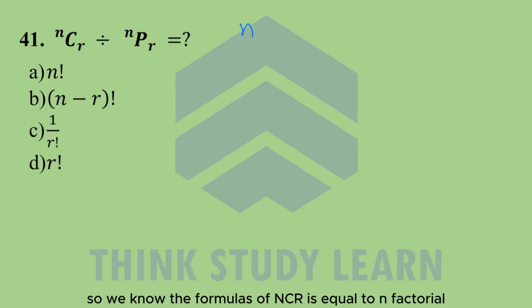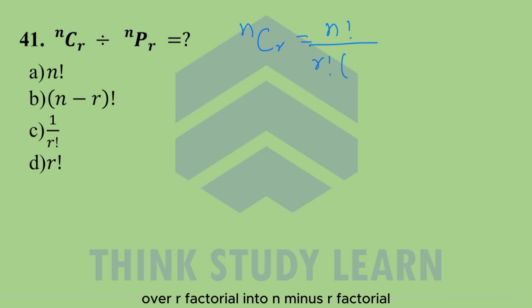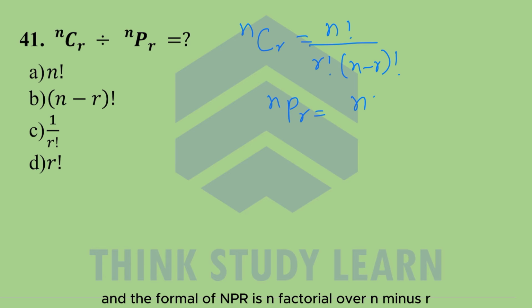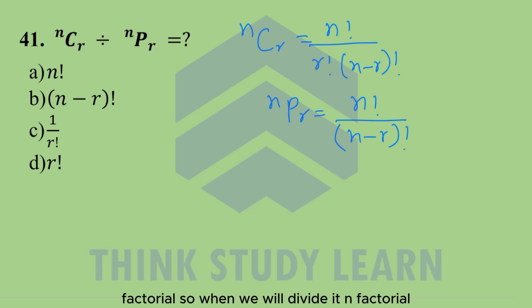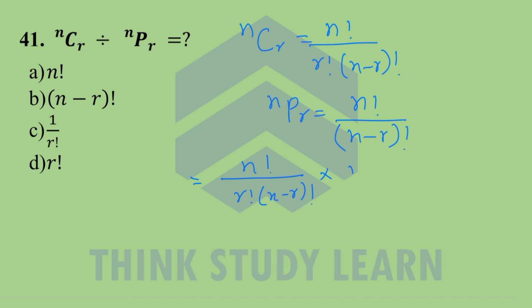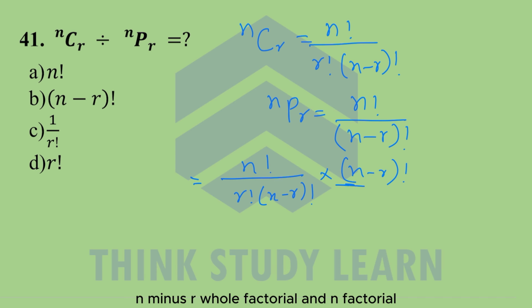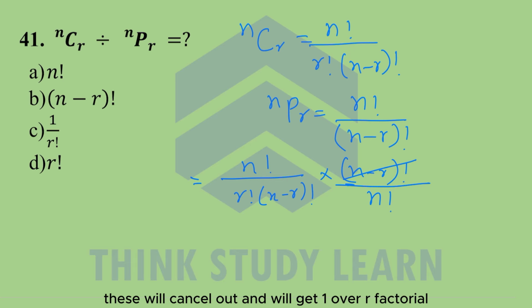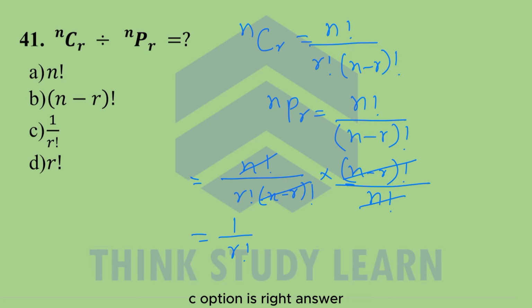So we know the formula of nCr is equal to n factorial over r factorial times (n minus r) factorial, and the formula of nPr is n factorial over (n minus r) factorial. So when we divide them, the (n minus r) factorial and n factorial will cancel out and we'll get 1 over r factorial. C option is the right answer.